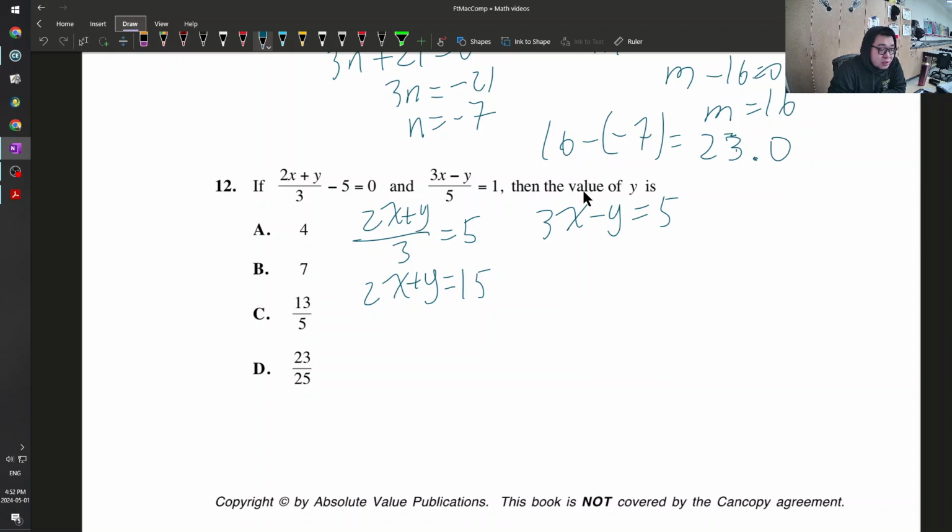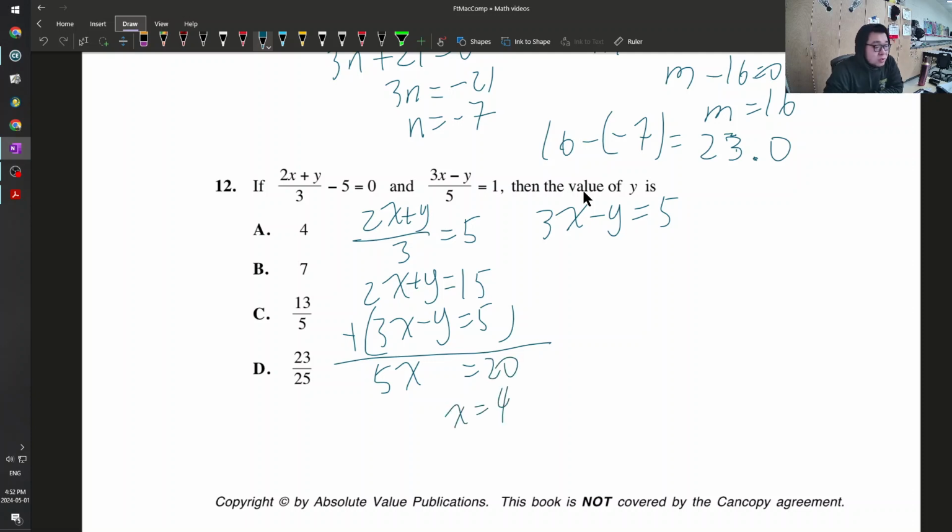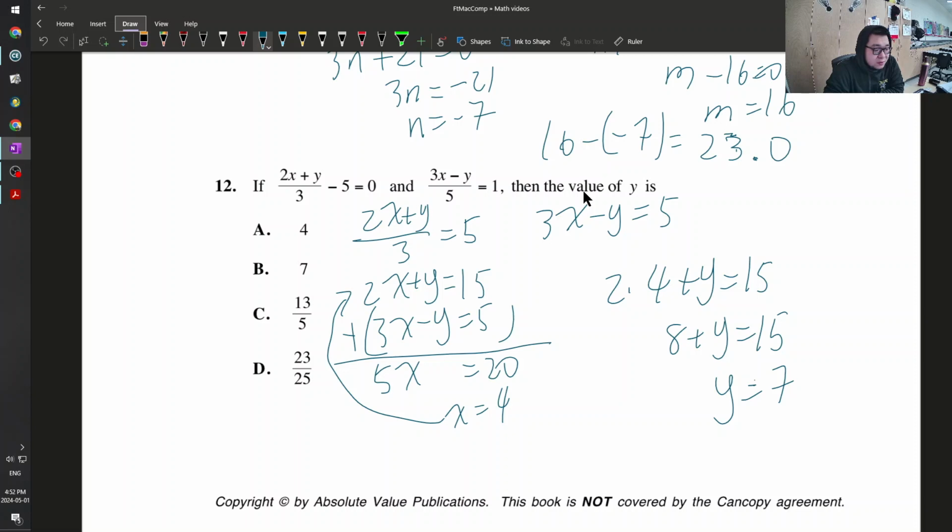Okay, let's write these on top of each other. 3x minus y is equal to 5. Now let's add these two together. We get 5x plus 0 is equal to 20. That means x is equal to 4. Now what is y? Let's plug it into this one right here. So 2 times 4 plus y is equal to 15. 8 plus y is equal to 15. Y is equal to 7. So 12 is B.